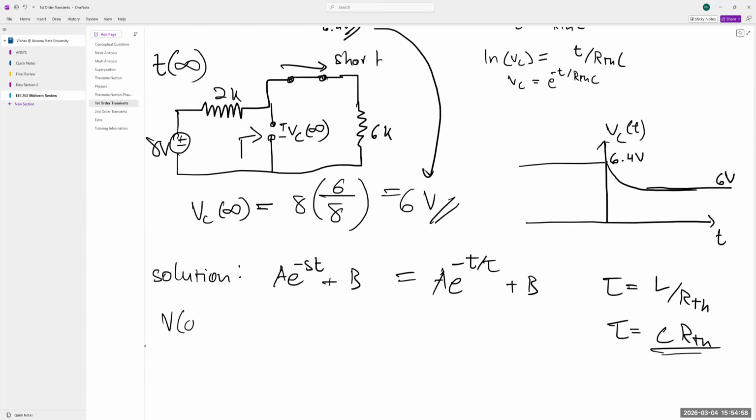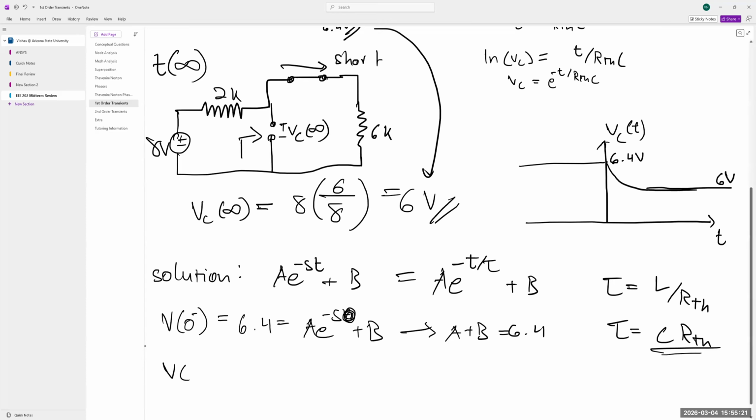So let's try to apply some of the initial conditions. We know V of 0 minus is going to be 6.4 volts, and that is equal to a e to the power minus st plus b, right? T is equal to 0, and e to the power 0 is going to be 1. So that's going to be a plus b. So we know a plus b is 6.4 volts.